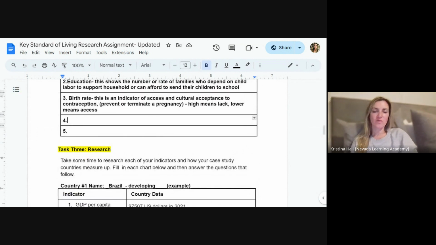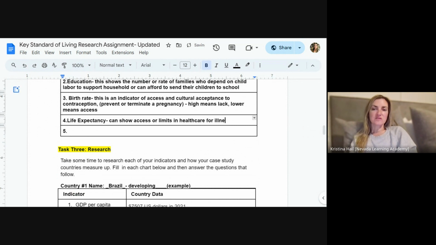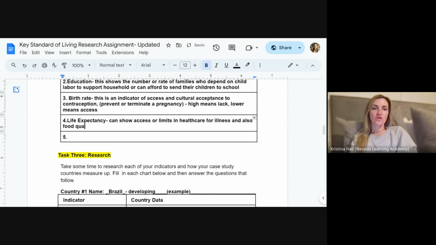So I can help you with one more. So let's do life expectancy. Okay, can show access or limits in healthcare or illness, and also food quality and accessibility.